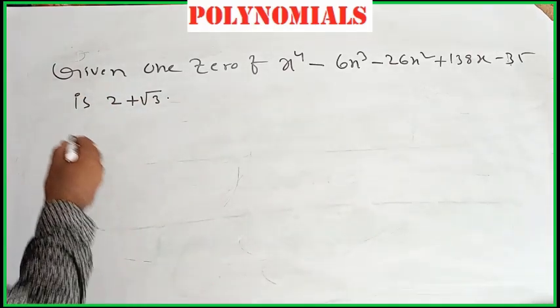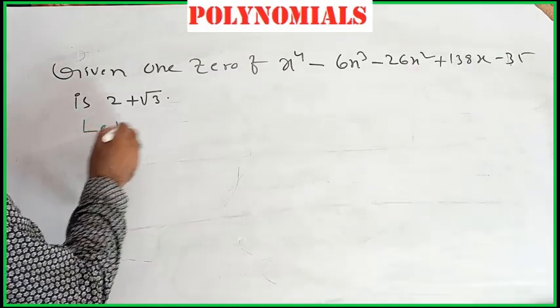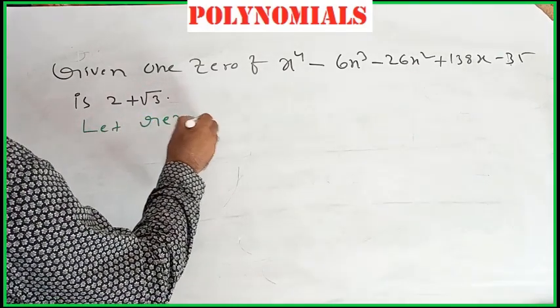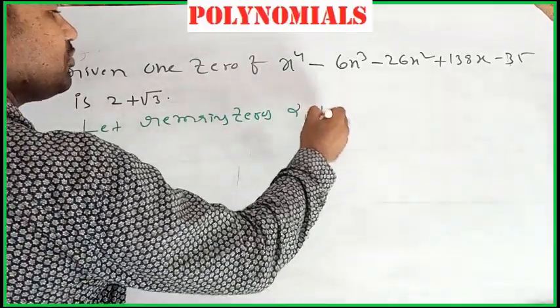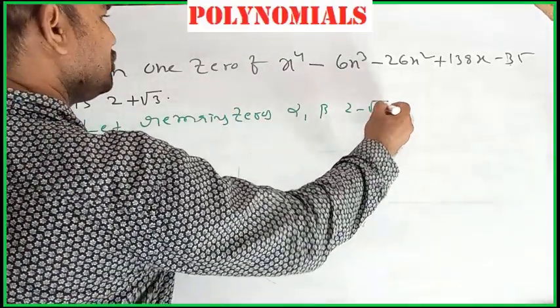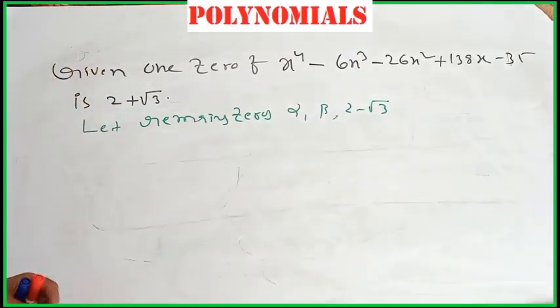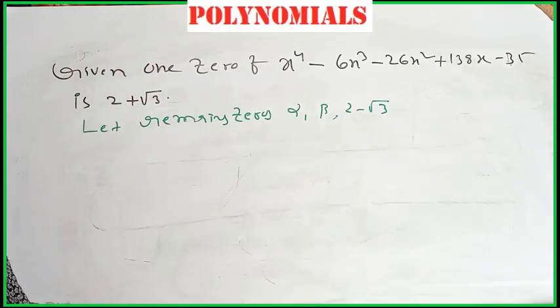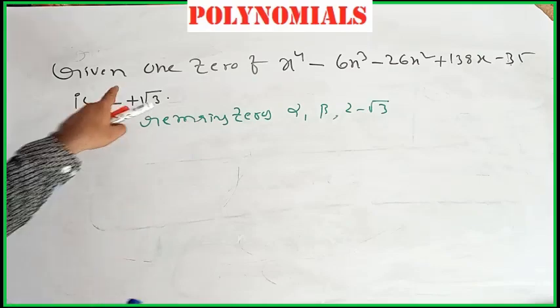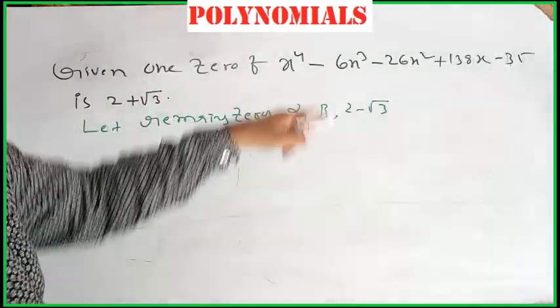Okay, so let the remaining zeros be alpha, beta, 2 minus root 3. Important: 2 minus root 3, directly its conjugate becomes another zero, 2 plus root 3 and 2 minus root 3. Two surds are said to be conjugate to each other if their sum and product are rational numbers. See, sum is a rational number, product also a rational number.